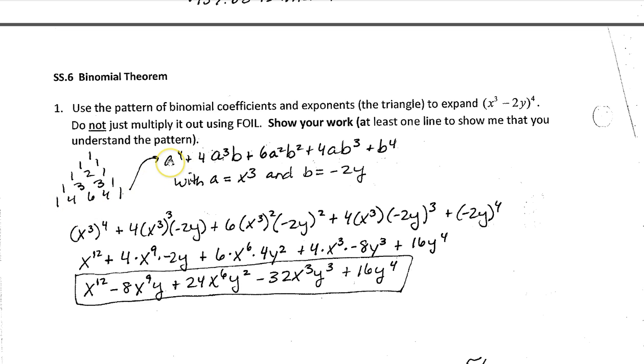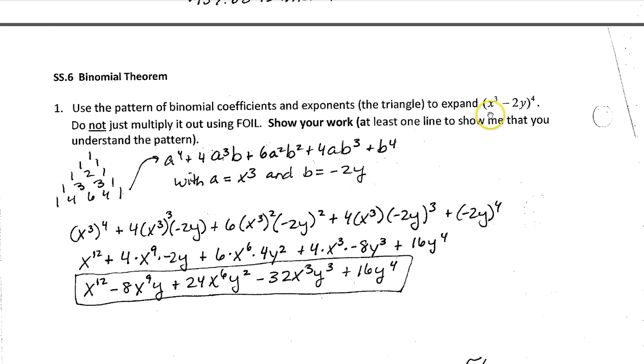My patterns of variables, if this were (a plus b) to the fourth, would start with an a to the fourth and end with a b to the fourth. The a's would count down: a cubed, a squared, a, and then no a at all. The b's would count up: no b, b to the first, b to the second, b to the third, b to the fourth. Then the coefficients in front of them are the 1, 4, 6, 4, 1.